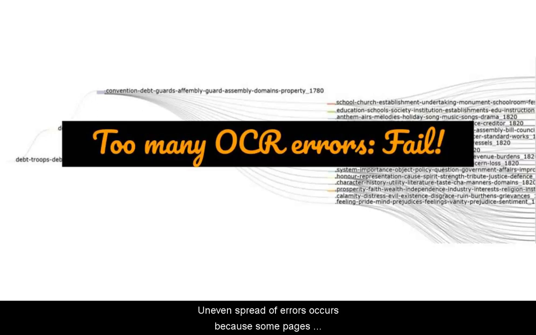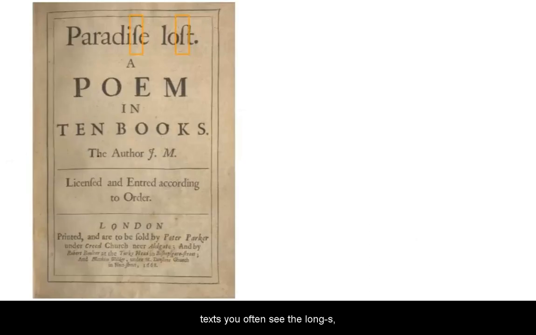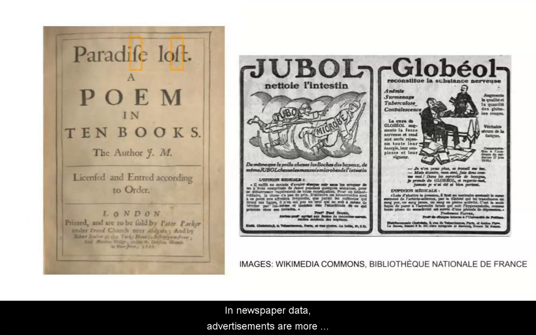Uneven spread of errors occurs because some pages or letters are more difficult for the OCR engine to read. For instance, in 18th century British texts, you'll often see the long S, which is very hard for the engine to decipher. In newspaper data, advertisements are more likely to contain errors than regular articles. So whatever data you use, you should know if and when there are such typical OCR errors in it, because they will affect your results.